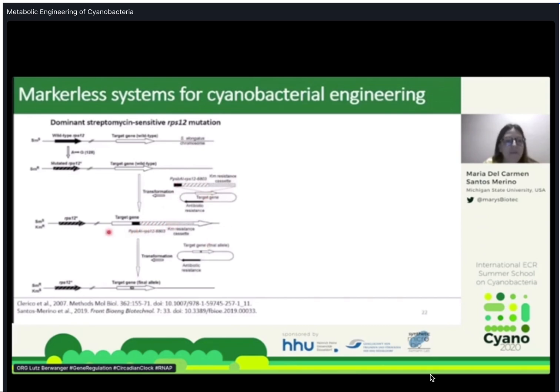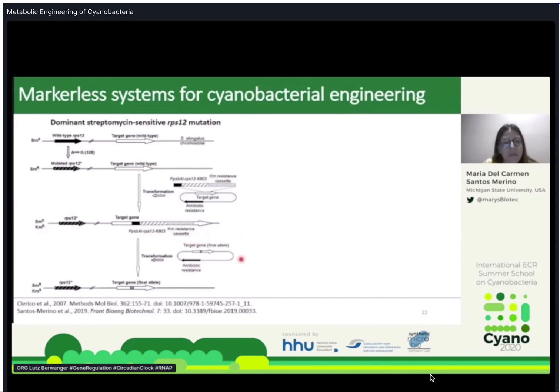And we are going to be able to select our cells because they are going to be streptomycin sensitive, because the RPS12 wild type copy of Synechocystis is going to be dominant against the mutated copy. And also we are going to be able to select because our cells are going to be kanamycin resistant since we have introduced this cassette.